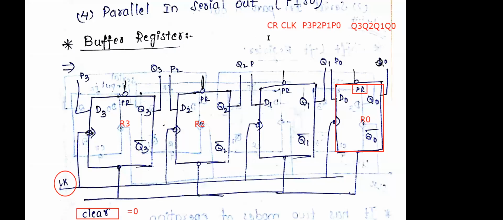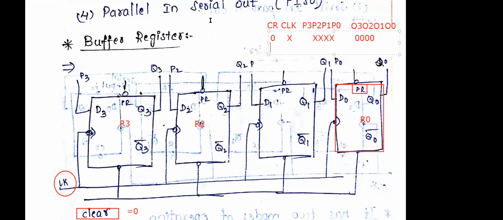The first condition we are assuming is that if the clear input is 0, whatever may be the clock, whatever clock you apply, no problem. Whatever may be the inputs, all the outputs will be set to 0. All the 4 outputs Q3, Q2, Q1, Q0 will be set to 0. This is the first condition.